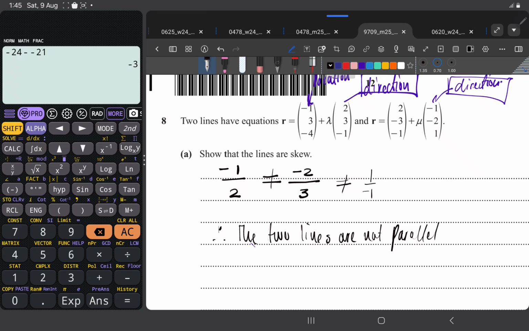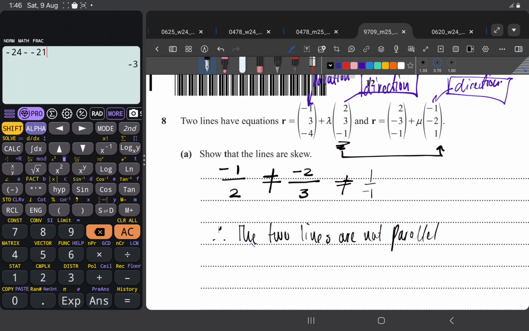In other words, there is no number. Because if they were parallel, you would have them equate and go down to be the same thing, because that would be telling you that there is a number which you can multiply one of the directions, let's say this one, by to get the second one. If there was such a number, then we'd say the two lines are parallel. So these two lines are not parallel.